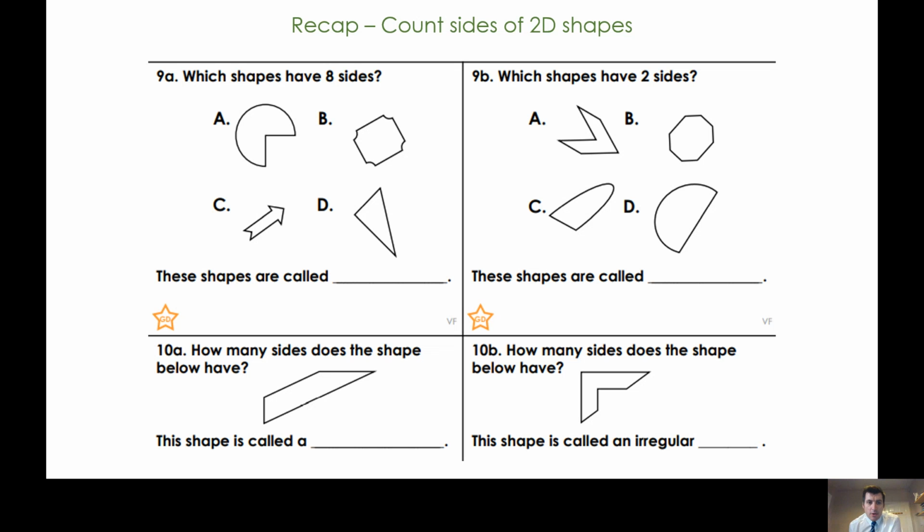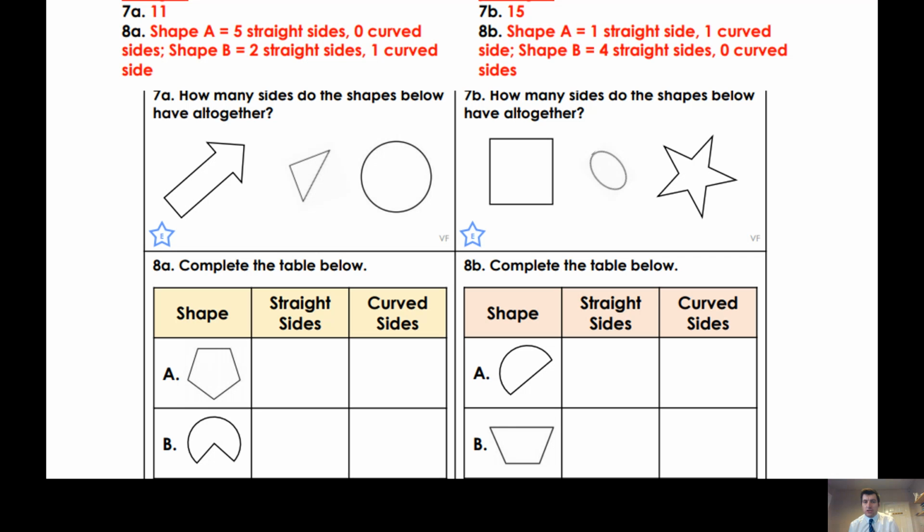Okay, guys, we're going to have a look now at the answers to the first sheet. Okay, so we can see that when we've added those shapes together, we ended up with 11 sides. For the second shape, for 7B, it's 15 sides. The table here, we've got 5 straight sides and 0 curved sides, and 2 straight sides and 1 curved side. For 8B, it's 1 straight side and 1 curved side, and for shape B, 4 straight sides and 0 curved sides. So hopefully you've gone through those now.